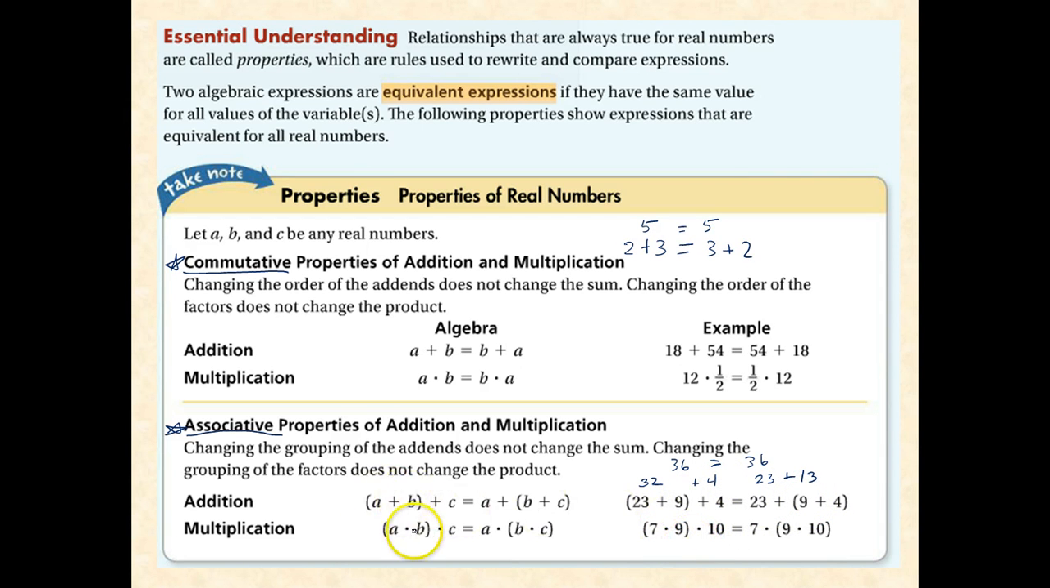So you can change the grouping if everything is multiplication or if everything's addition. And that's the associative property. One way to remember that is here the B is associated with the A, and then over here the B is associated with the C. Associative property. You're welcome.